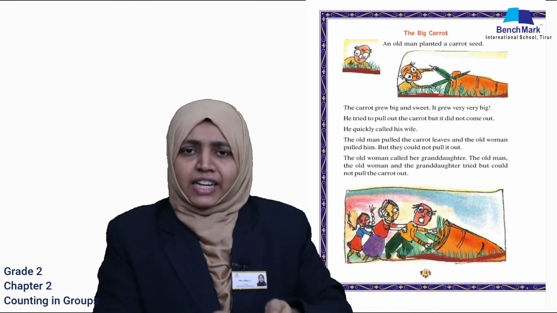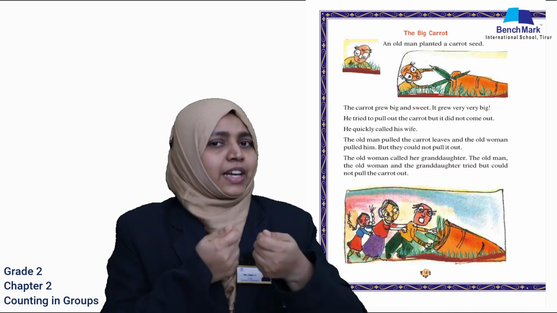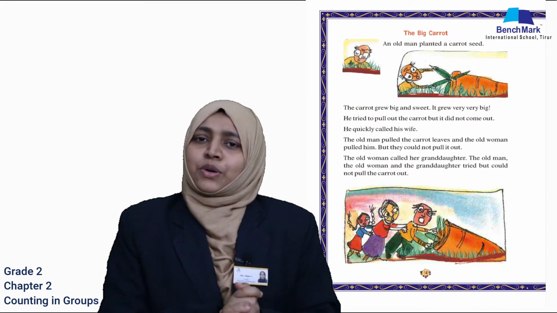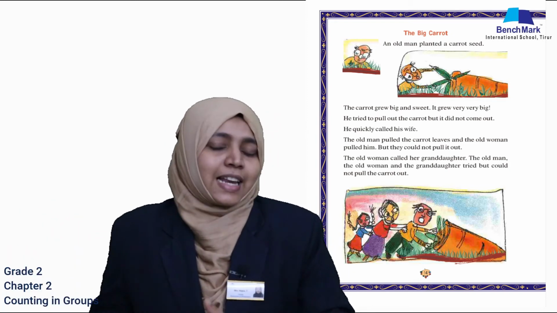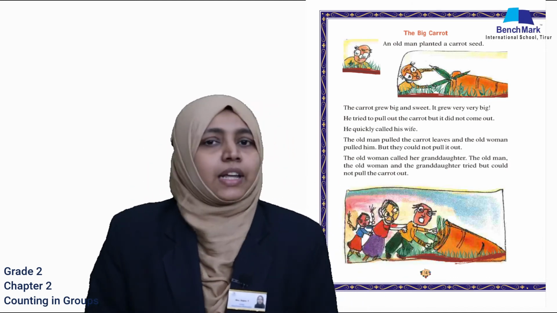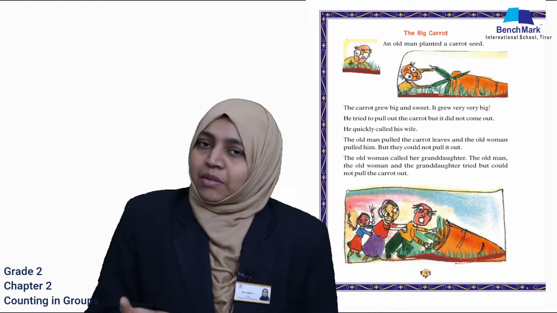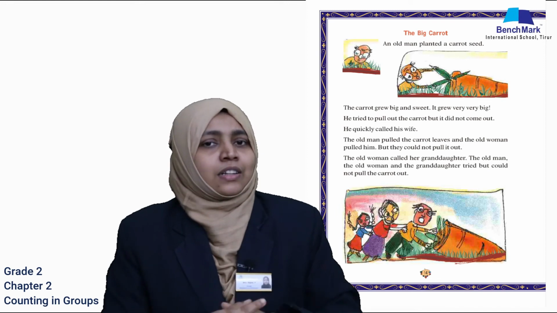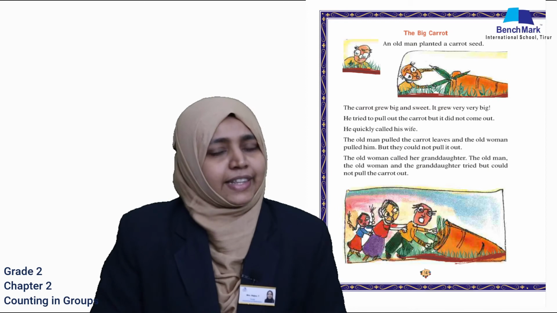So he started pulling it out, catching the leaf of that carrot. But he was not able to. So he called his wife, that is an old lady. So that old lady came, they both started pulling it out. But still the carrot is in the place, it is not coming out. So that old lady called her granddaughter. So granddaughter also joined them.